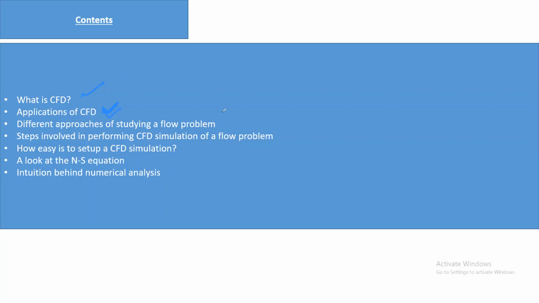Then we can see the different approaches of studying a flow problem. Whenever there is a flow problem, what are the different approaches? Apart from CFD, what other approaches are available? We will also see the steps involved in performing a CFD simulation of a flow problem. When you are doing CFD analysis, what steps can you follow? How easy is it to set up a CFD simulation? Is it really easy or really difficult? I will tell you that.